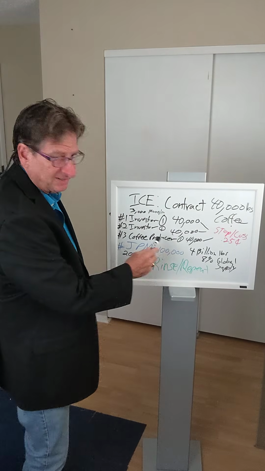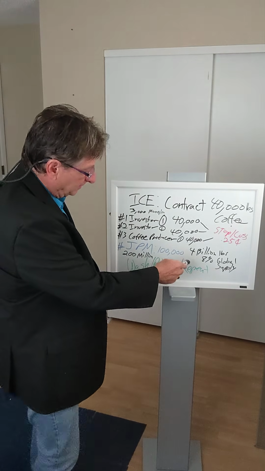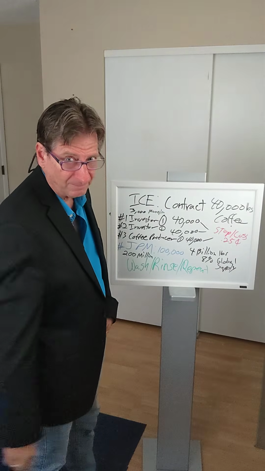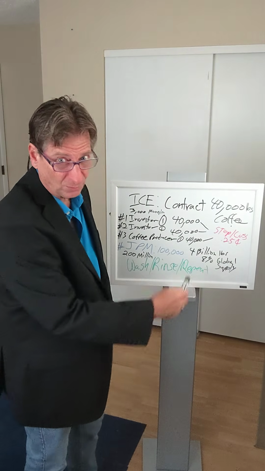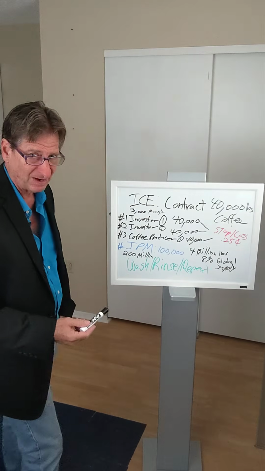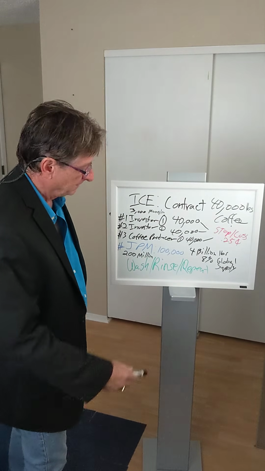So by buying these 100,000 contracts, on paper, JP Morgan would actually control 4 billion pounds of coffee, or 8% of the total annual global supply. That's the leveraging power, and that's how powerful it is.